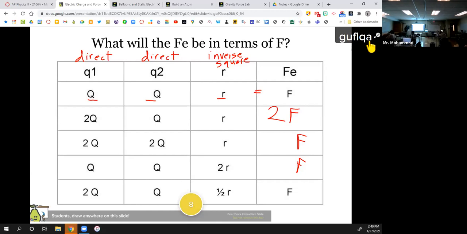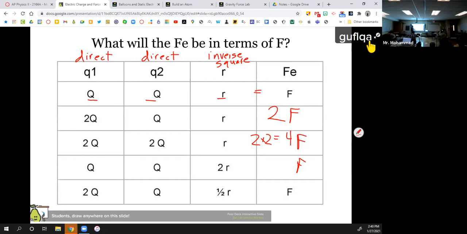A lot of really great work. And a lot of people are doing good even with the last one, which is nice to see, but they're a little bit confused by the last one. We'll go through that. So this next one with charge, these are both direct. 2 times 2, it's going to be 4 times.